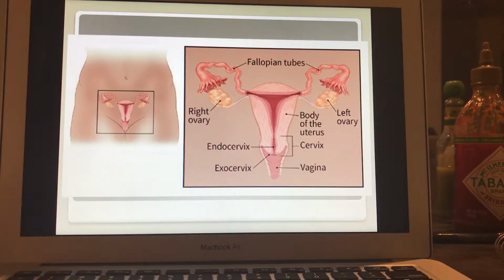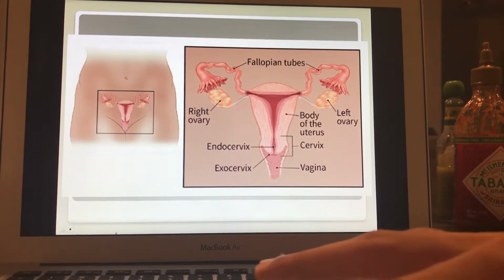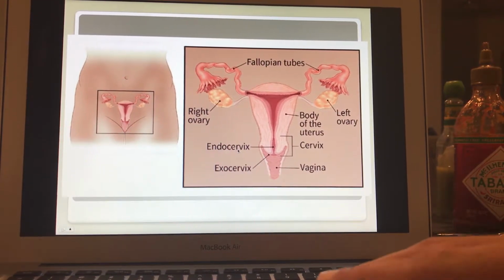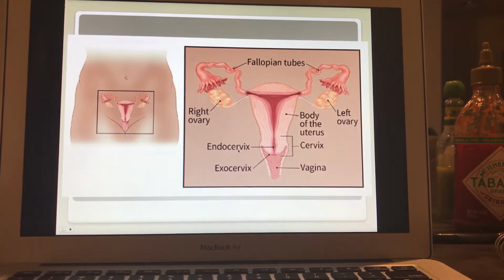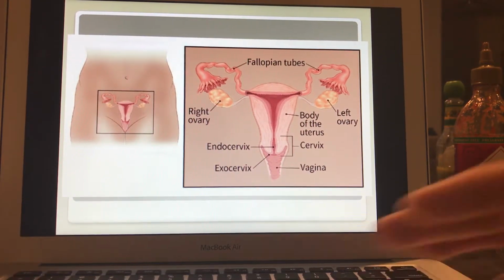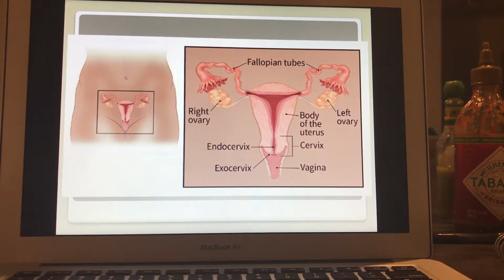So the cervix has two different parts and is covered with two different types of cells. The part of the cervix closest to the body of the uterus is called the endocervix, which is seen here, and is covered with glandular cells. The part next to the vagina is the exocervix, which is seen here, also known as the ectocervix, and is covered in squamous cells. These two cell types meet at a place called the transformation zone, and the exact location of the transformation zone changes as you get older and if you give birth.